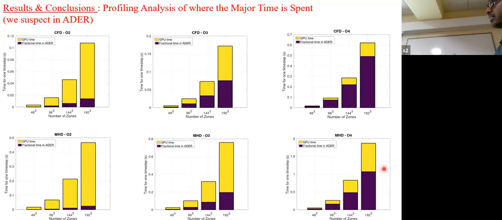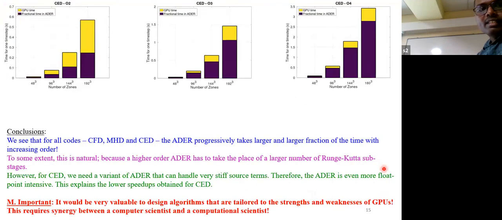So the situation is like this here. But for computational electrodynamics, we always have stiff source terms, so we have an implicit ADER that is much more computationally demanding than the ADER that we used in hydrodynamics or MHD. There, the computation time taken by the ADER is already significant in the second order, and once again more significant in third order, once again more significant in fourth order. Because of this reason, we could not get higher speedups for the CED case.